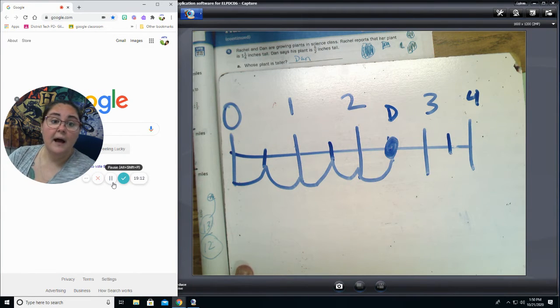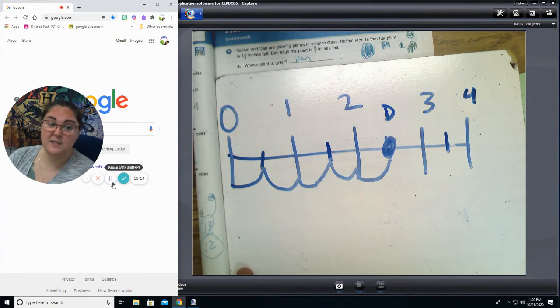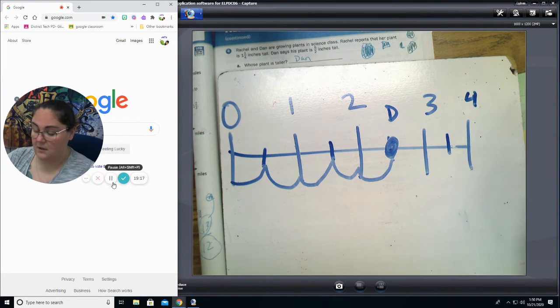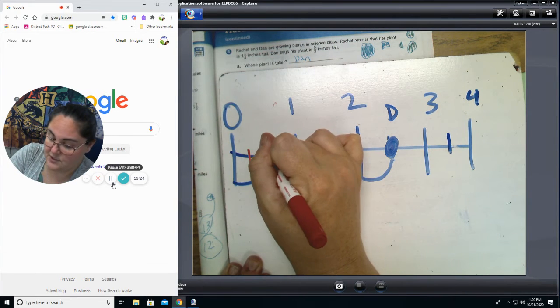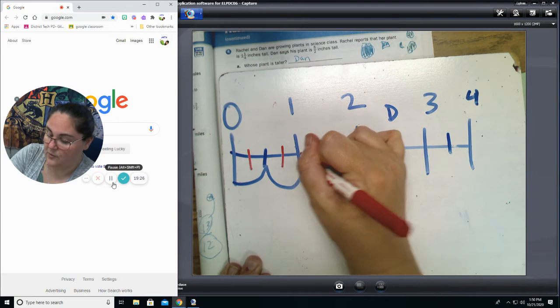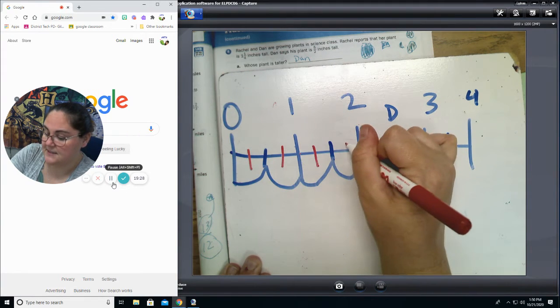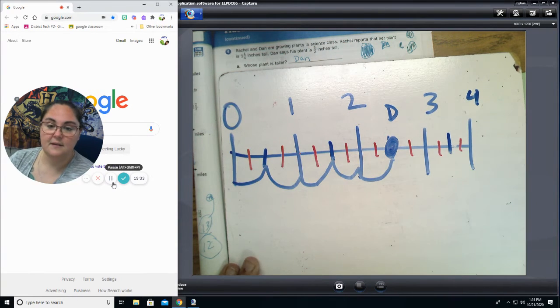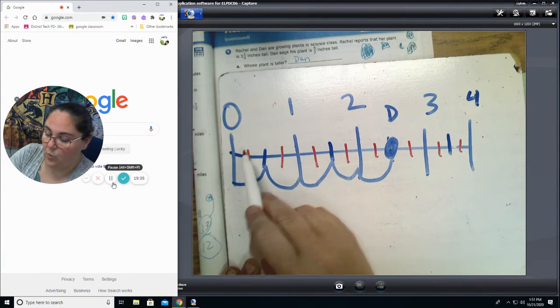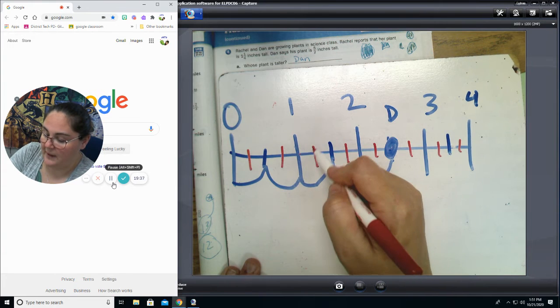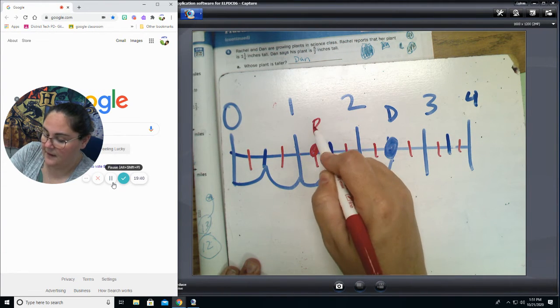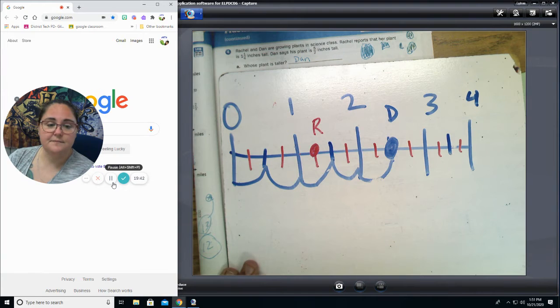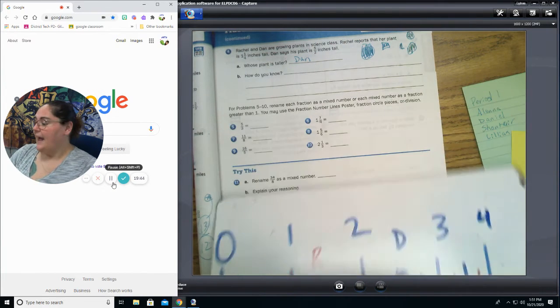Now, Rachel says hers are in 4ths. So I need to fix it so it's in 4ths now. So Rachel is going to cut all of her little lines in 4ths. So 1, 2, 3, 4, 5, 6, 7, 8. So my 4ths are going to be those red lines. Okay, so 1 1/4 would be right here. There is Rachel. So whose is bigger? Dan. How do we know?